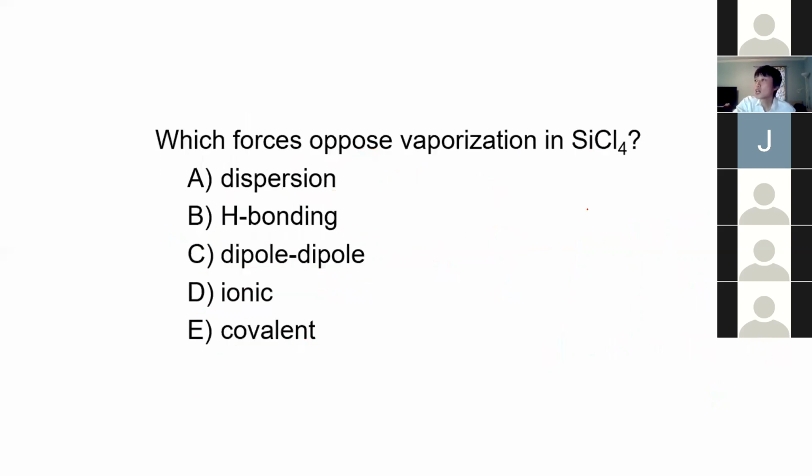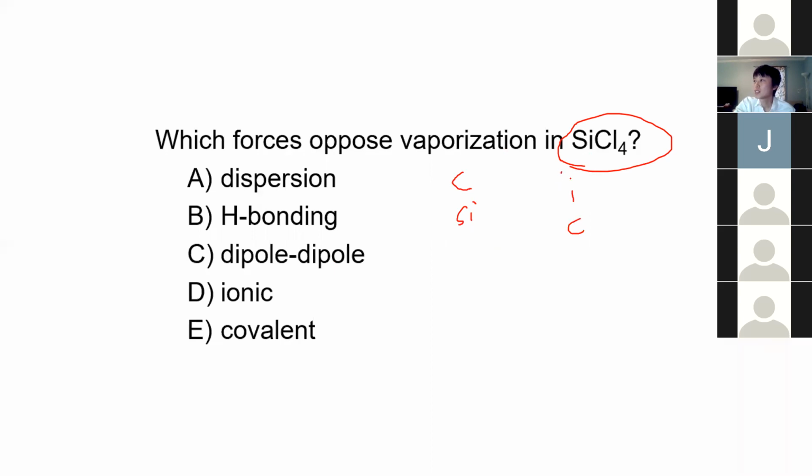Right, so for this one, silicon tetrachloride. What force opposes the vaporization of this compound? Meaning, what type of intermolecular force is holding these molecules together? For this one, we must know how to draw the structure. This is basically the same as methane. Silicon, on the periodic table, is below carbon.